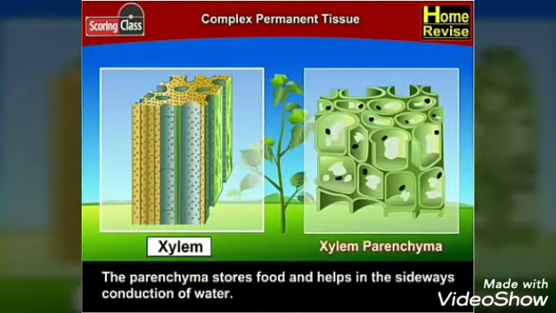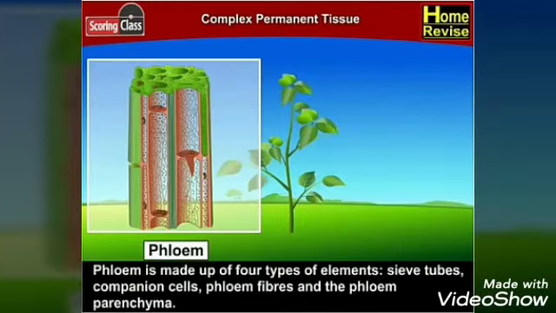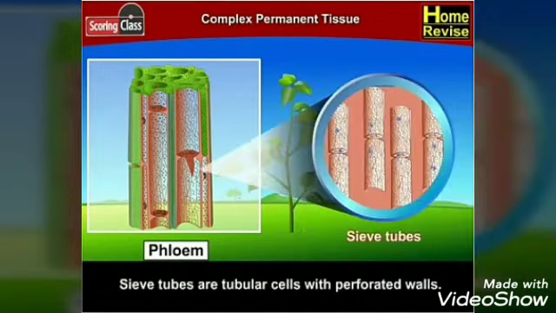The parenchyma stores food and helps in the sideways conduction of water. Fibers are mainly supportive in function. Phloem is made up of four types of elements: sieve tubes, companion cells, phloem fibers, and the phloem parenchyma. Sieve tubes are tubular cells with perforated walls.